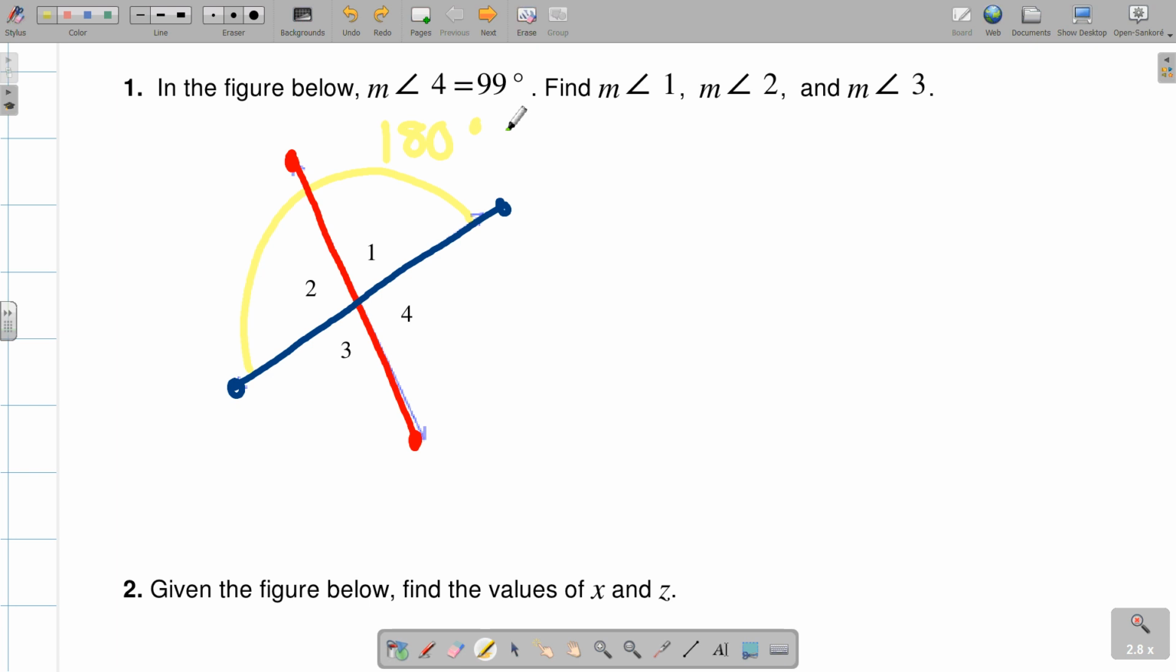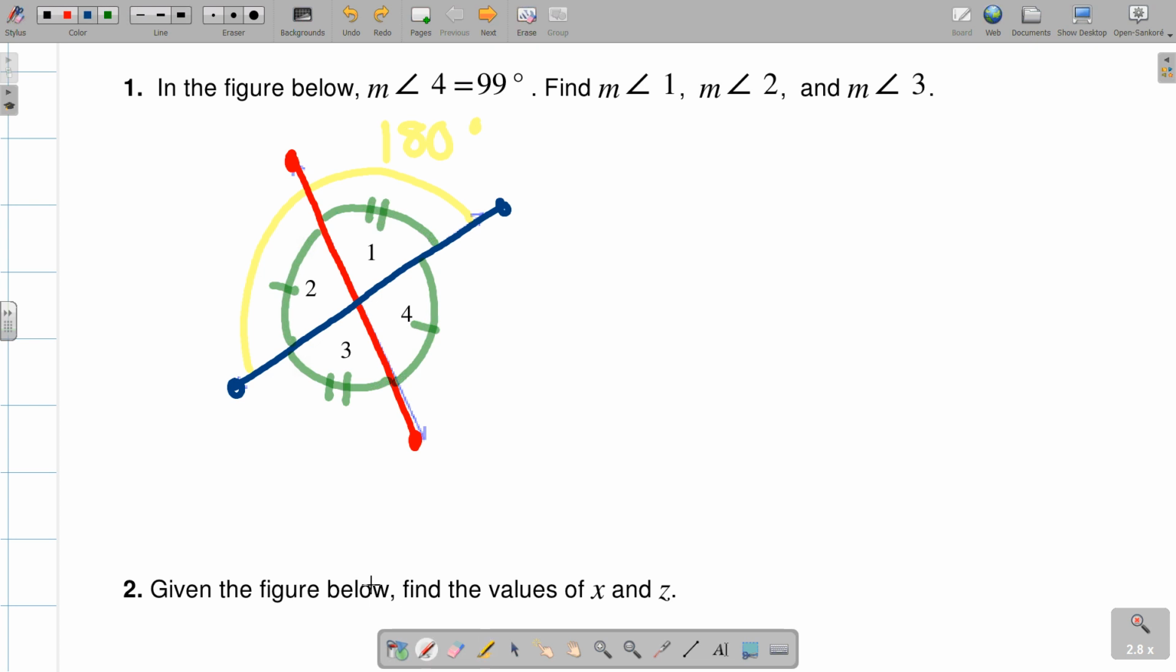The second thing you want to notice is the angles directly across from each other. For example, angles 2 and 4 here, those are called vertical angles. Those are going to be congruent. So 2 will be congruent to 4, and then 1 will be congruent to 3. Notice the matching hatch marks there.